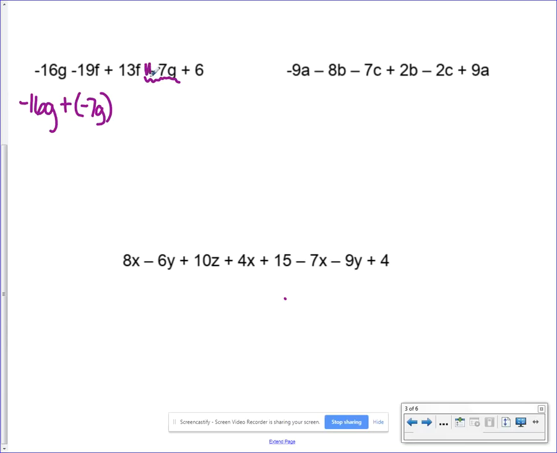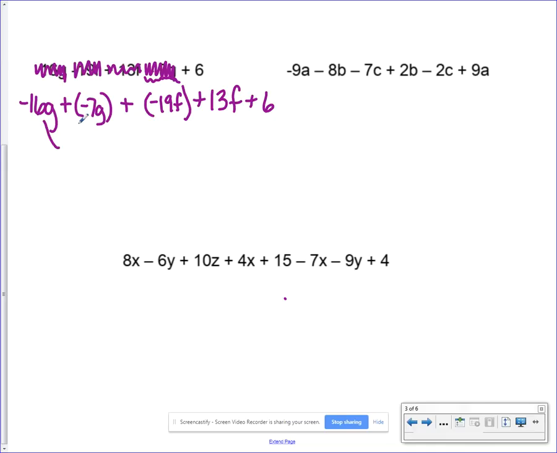There we go. Now, that negative sign, or that subtraction sign, took that guy. Do you have any more g's? Nope. All right. Now, I have a negative 19f. I'm going to write it as plus a negative 19f. I'm going to look for any other terms that have the variable f, and I have a plus 13f. Okay? Finally, I have this plus 6, which is a constant. That's just sitting there. That's it.